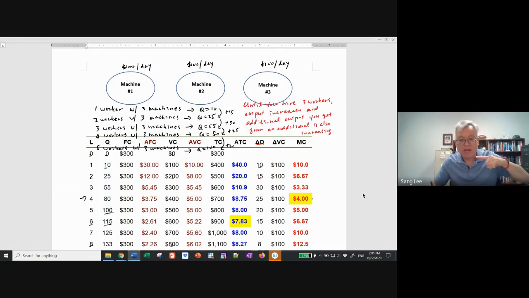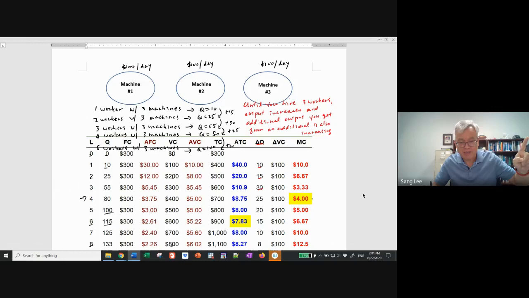When you added the number 3 worker, total output increased from 25 to 55. So the additional output you get from an additional worker is even greater, 30. However, if you hire more than 3 workers, now what happens?